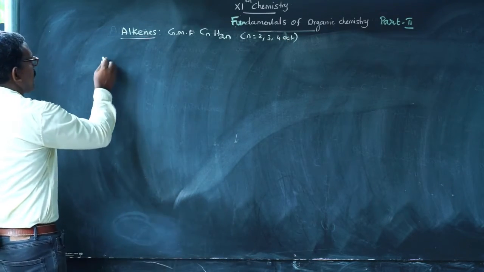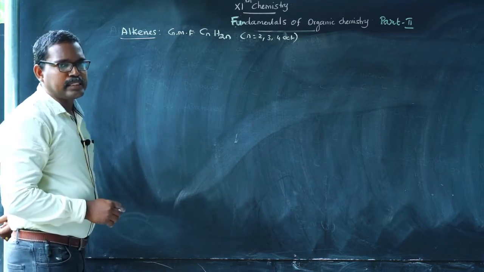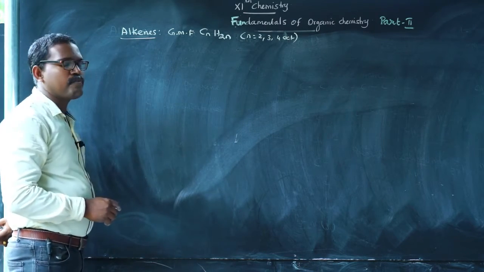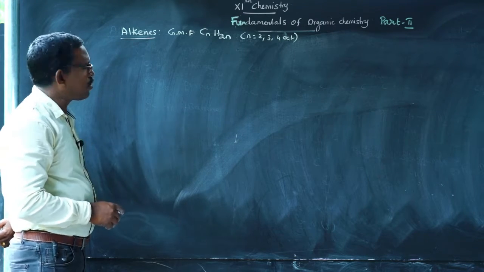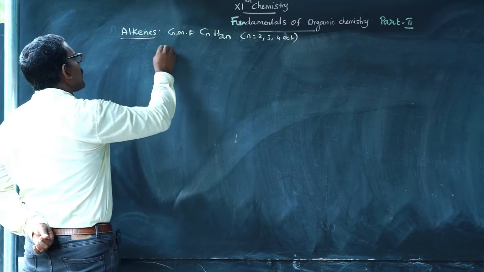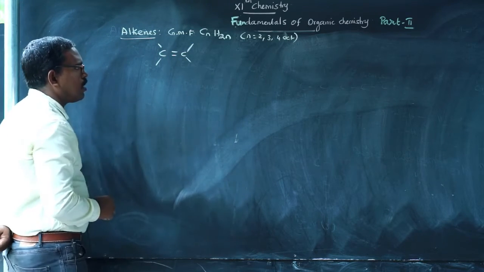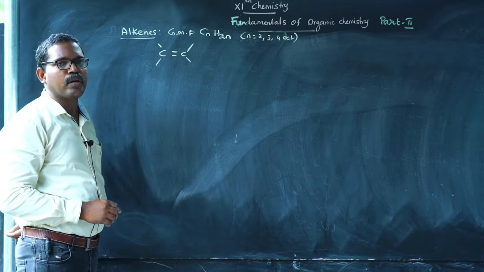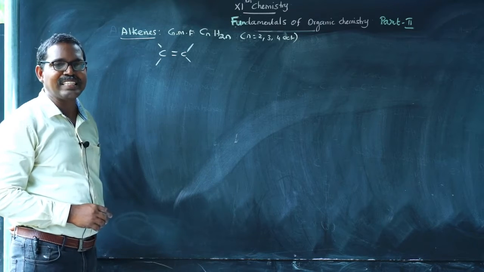Alkenes are unsaturated hydrocarbons, aliphatic unsaturated hydrocarbons. The symbol representation is a carbon-carbon double bond. Compounds containing carbon-carbon double bonds, a single double bond, are called alkenes.